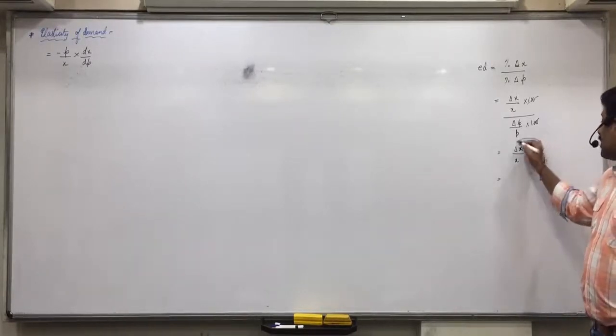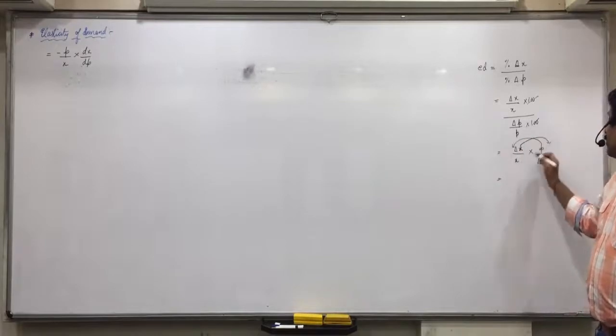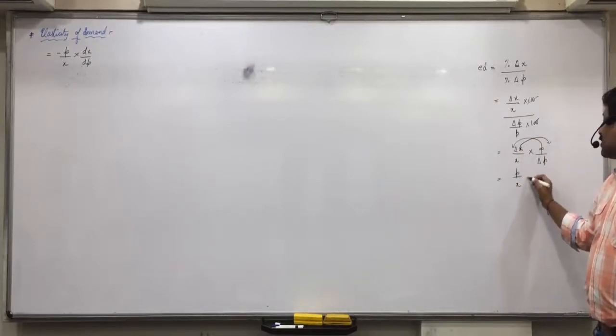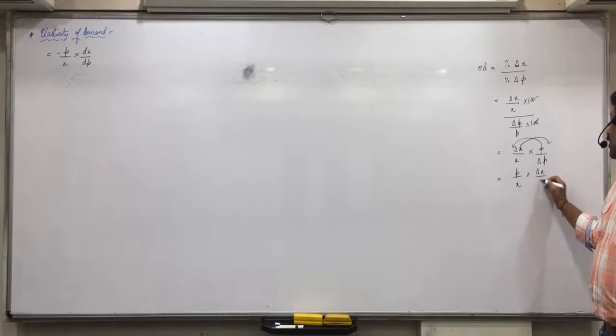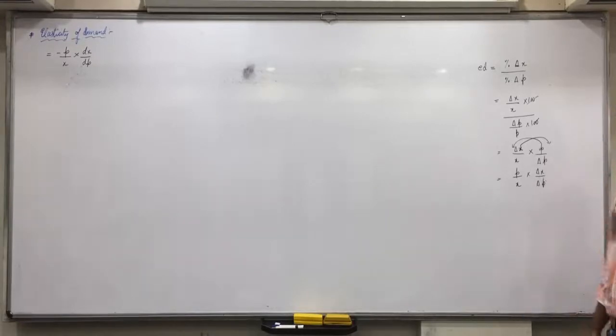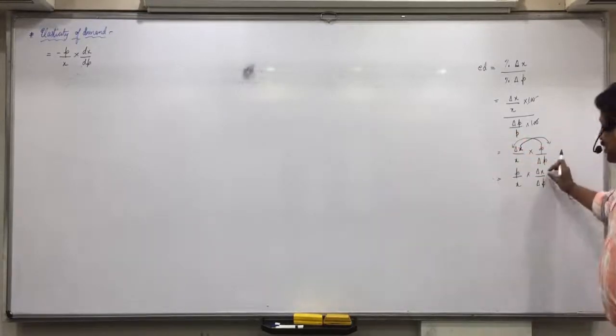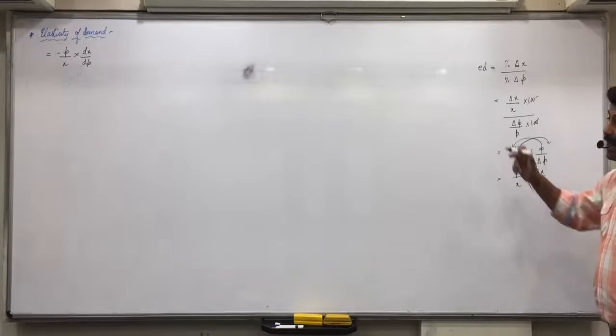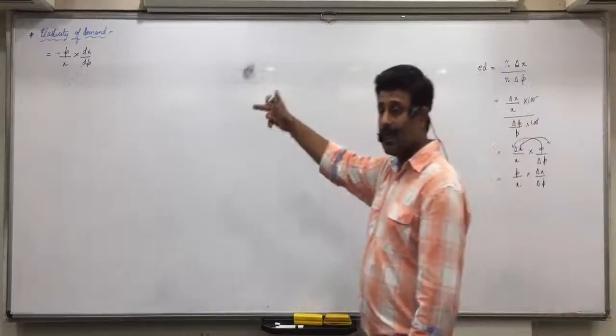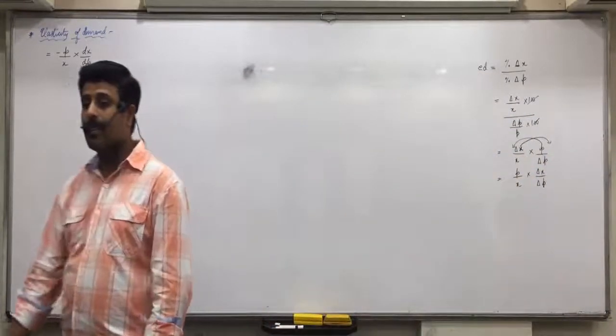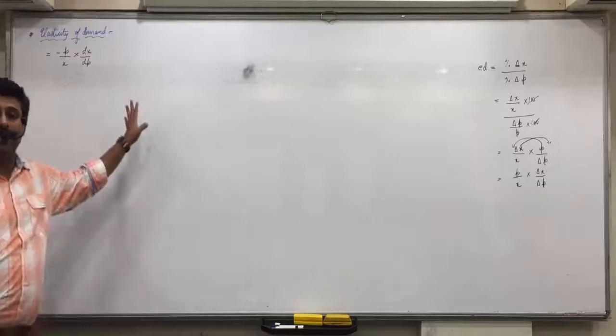Now, can I shift these positions? Means can I write it as P upon X into delta X upon delta P, or change in X upon change in P? P upon X, and what is change in X upon change in P? Derivative of X with respect to P. So this is how this formula is derived.